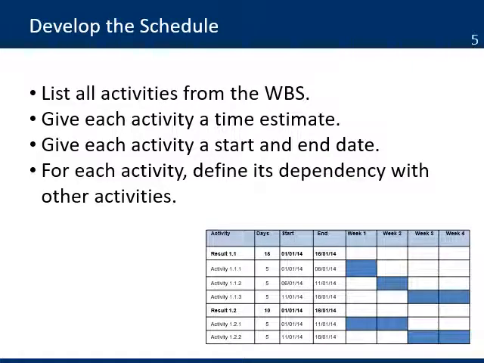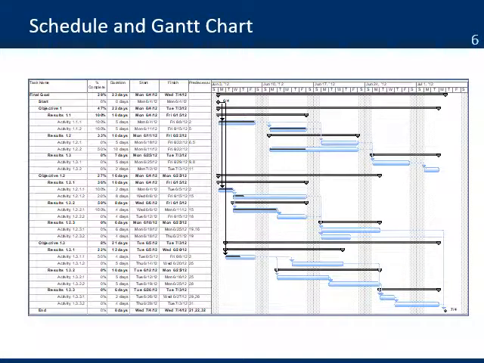To develop the schedule, you will need to list all the activities from the WBS, give each activity a time estimate, give each activity a start and end date, and for each activity, define its dependency with other activities. Using a scheduling software such as MS Project, you can develop the schedule and Gantt chart that shows the duration of each activity and the dependencies shown in a graphical format, presenting each activity as a bar connected with arrows. You will have all the activities, the planned durations, the start and end dates, and how those activities together define the beginning and end of the project.